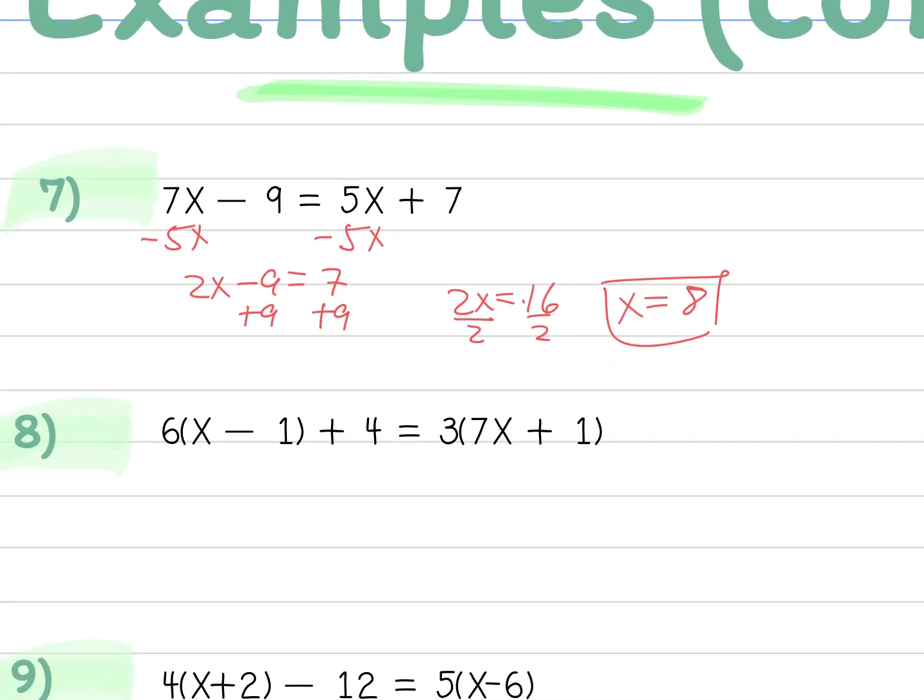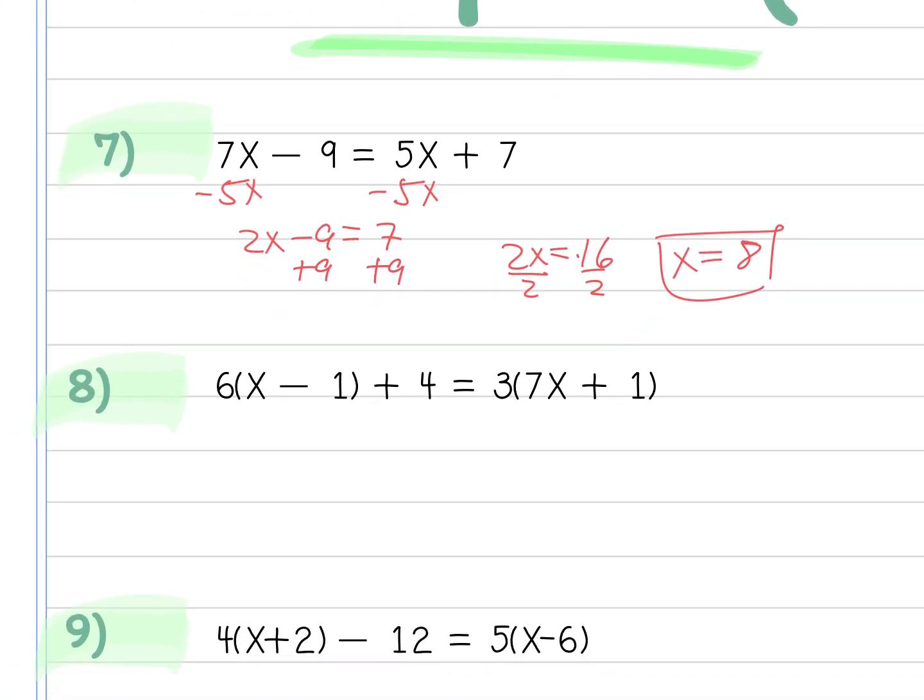All right. This next one gets a little bit more complicated, but hopefully we kind of see what to do, right? If I have parentheses, that just means I'm going to take whatever's on the outside and distribute it to whatever's on the inside, right? Only whatever's on the inside of this parentheses, so it's not going to go to this 4, all right? Same thing with this 3, it's on the outside of parentheses, so I'm going to take that 3 and distribute it to both terms in these parentheses. And so what we're left with is 6x minus 6 plus 4 equals 21x plus 3.